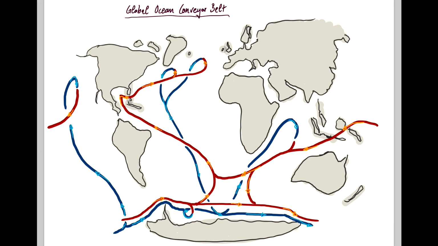So here we have regions of deep water formation. Also here, importantly. And here I've drawn it as if there's only one spot around Antarctica, but really this deep water formation occurs all around Antarctica. And these blue ones are the deep currents, and the red ones are the surface currents. And here we have upwelling. And this is a simplified sketch of the global ocean conveyor belt.